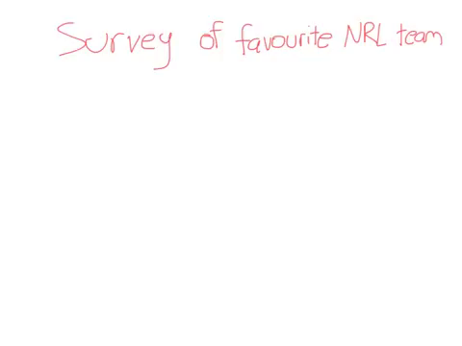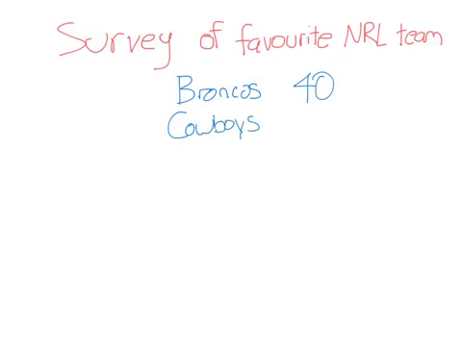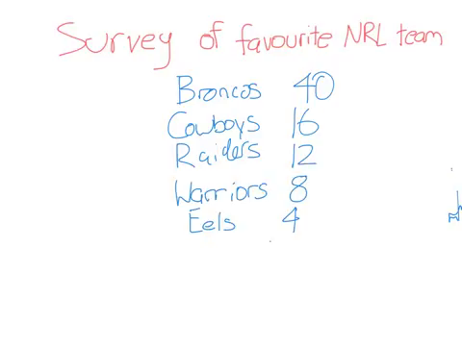Okay, so let's say I surveyed 80 people about their favourite NRL team, and I got the following results. Of course, Broncos, because they're the best team, they're going to win the premiership this year, 2015. So let's say 40 people said the Broncos. Then I'd have about 16 for the Cowboys. Raiders, they're not a terrible team either. So let's say 12 people for those, and then I'll just add in a couple more.